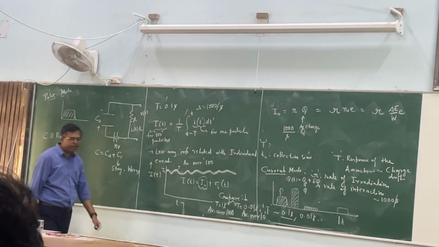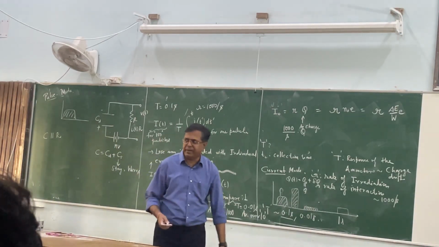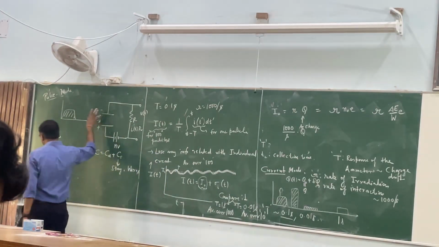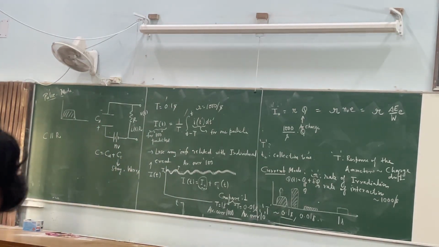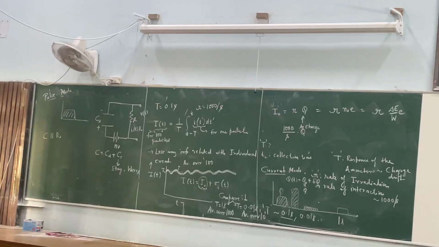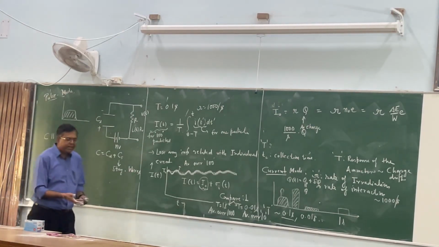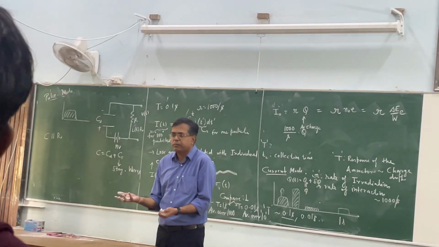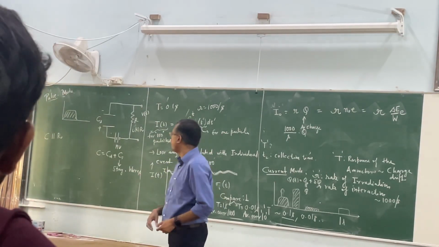Now this C parallel to R, of course you have done the basic course on electronics. Suddenly you will start realizing that this configuration, which is the CR circuit type of configuration, will have its own characteristic time for the decay and rise. Why would that come? So let's just think what is happening.